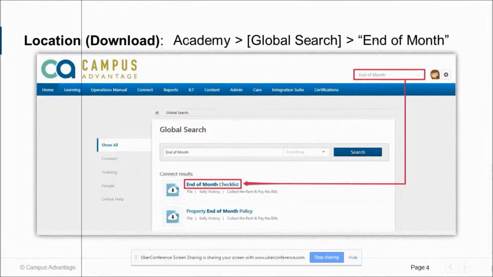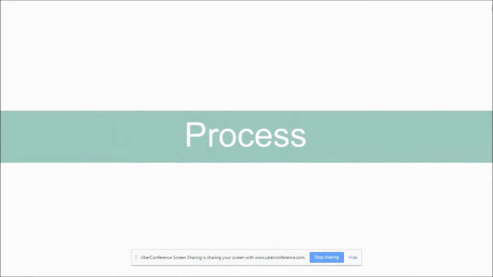Every single month, I recommend going into the Academy, using the global search and searching for end of month. Then the end of month checklist will appear as one of the options below. I do recommend downloading it monthly because we make updates to it. And if you submit an outdated one, you know, the world stops and spins backwards. So I always recommend downloading one each and every single month, just in case there are changes to it.